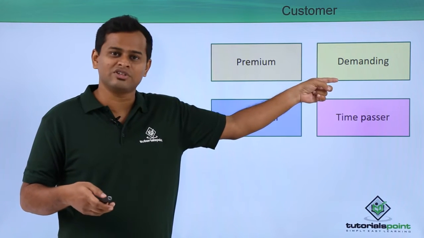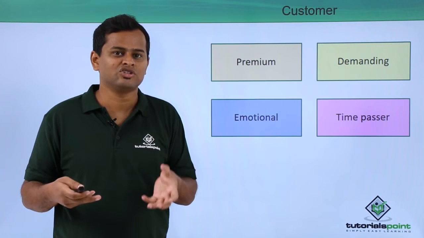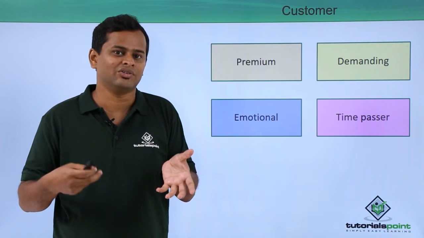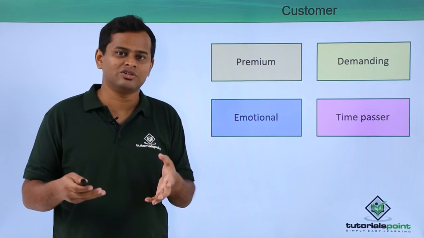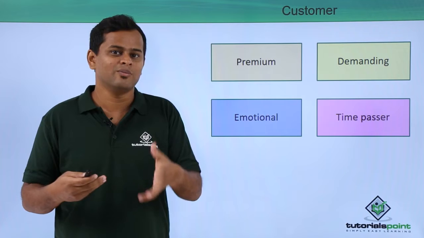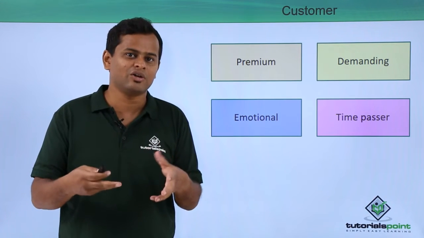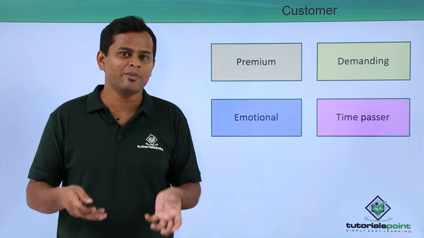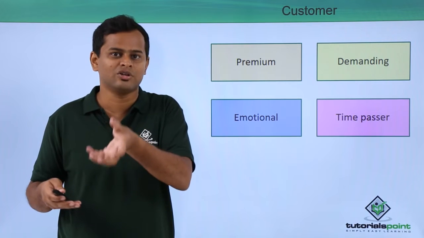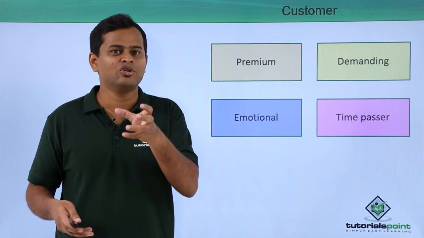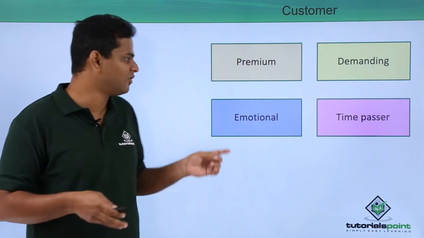This type of customer is extremely difficult to handle because their expectations are sometimes much beyond what they are really paying for. Then emotional customers take buying decisions based on certain emotions that are triggered. If you understand this psychology and trigger that particular thing, maybe some people are very emotional about certain colors like red or black. If you trigger that emotion, they are going to easily buy that product or service from you.